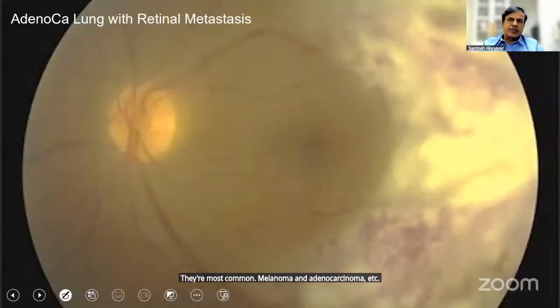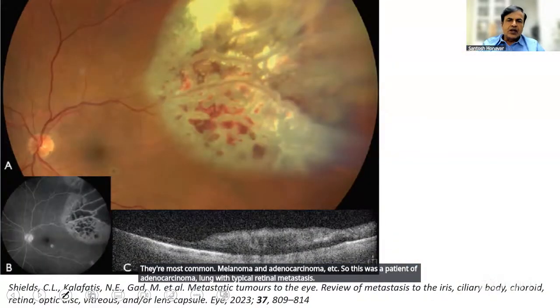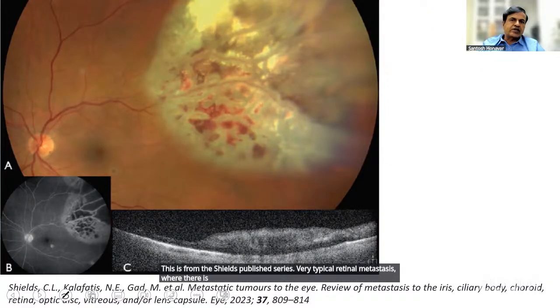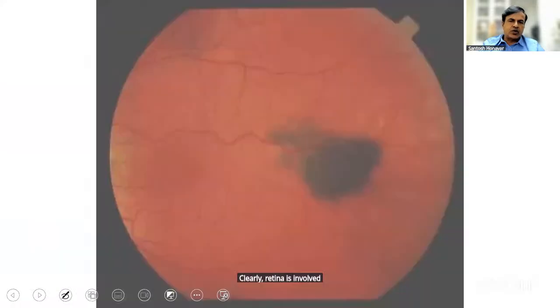So this was a patient of adenocarcinoma lung with typical retinal metastasis. This is from the Shields published series. Very typical retinal metastasis where there is intraretinal and subretinal hemorrhage, vascular occlusion, vascular sheathing, etc. You can see very, very typical OCT as well. It shows that clearly retina is involved and not choroid.